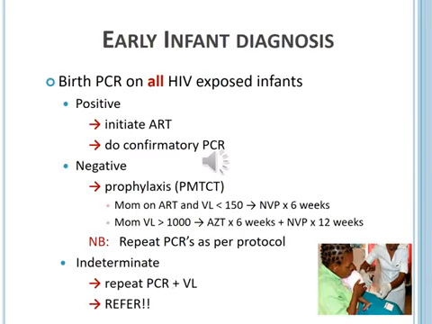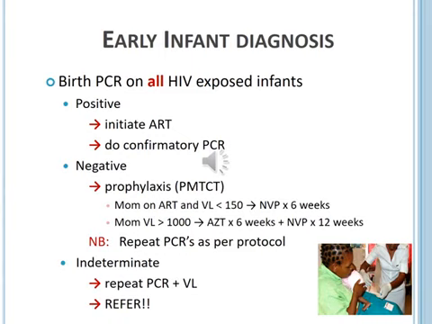Lastly, we need to look at early infant diagnosis. So I've said it a number of times that a birth PCR is done on all HIV-exposed infants, irrespective of the risk. And the birth PCR can either be positive, negative, or indeterminate. So if it is positive, you immediately initiate the patient on ART, but you still need to do a confirmatory PCR.